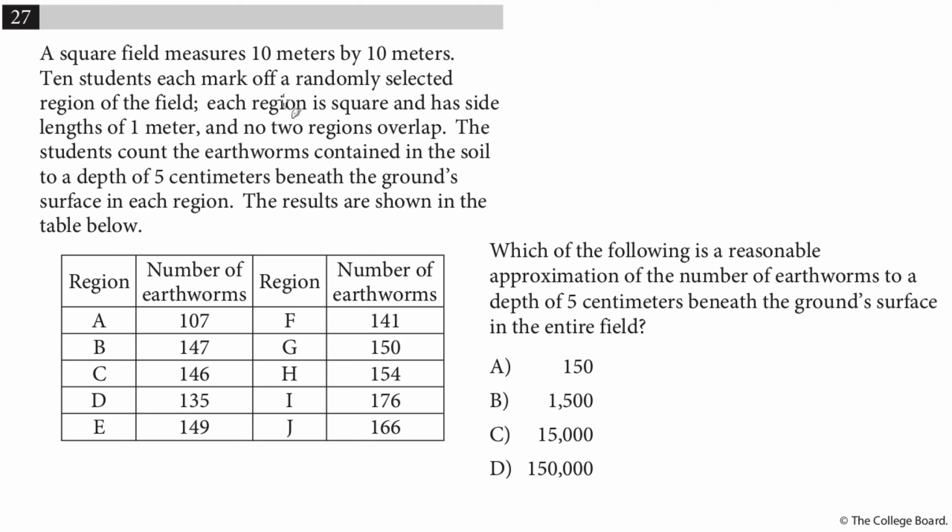All right, a square field measures 10 meters by 10 meters. 10 students each mark off a randomly selected region in the field. Each region is a square and has a side length of 1 meter, and no two regions overlap. The students count the earthworms contained in the soil to a depth of 5 centimeters beneath the ground surface in each region. The results are shown in the table below. So we have these regions. Which of the following is a reasonable approximation of the number of earthworms to a depth of 5 centimeters beneath the ground surface in the entire field?